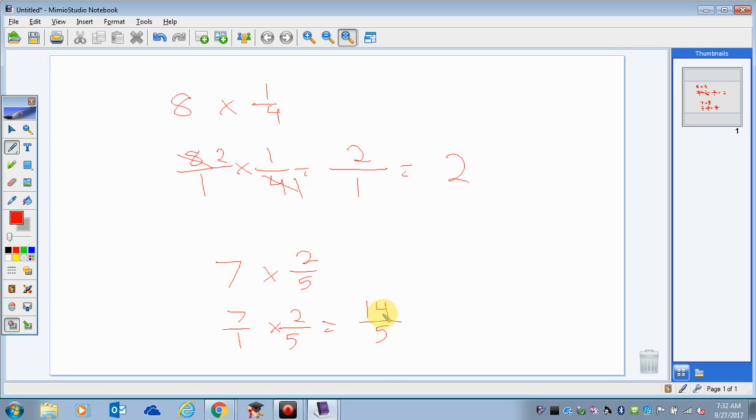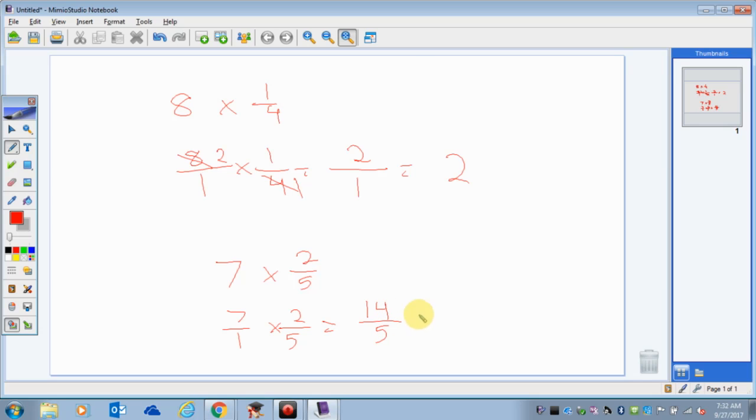Notice here that the numerator is bigger than the denominator. Anytime you see that, that's called an improper fraction. Anytime you see an improper fraction as your answer, we're wanting to change it to a mixed number. A mixed number is going to have a whole number and a fraction. So the way that you figure that out is you're going to look at your improper fraction and see how many times your denominator, the bottom number, will go into the numerator.